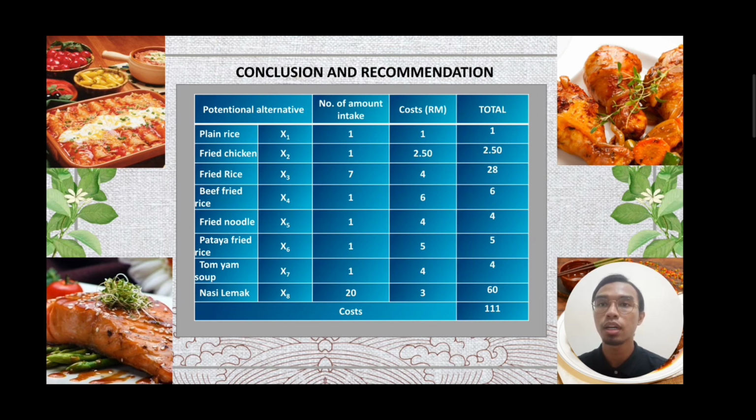And the cost of each type of menu is 1 ringgit, 2 ringgit 50 cent, 4 ringgit, 6 ringgit, 4 ringgit, 5 ringgit, 4 ringgit, and 3 ringgit. And the total for each type of food is 1 ringgit for the plain rice, 2 ringgit 50 cent for the fried chicken. The total cost of fried rice is 28 ringgit. For the beef fried rice it is 6 ringgit, fried noodle is 4 ringgit, pattaya fried rice is 5 ringgit, tom yum soup is 4 ringgit, and lastly the cost for nasi lemak is 60 ringgit, and the total cost of all these types of food is 111 ringgit.